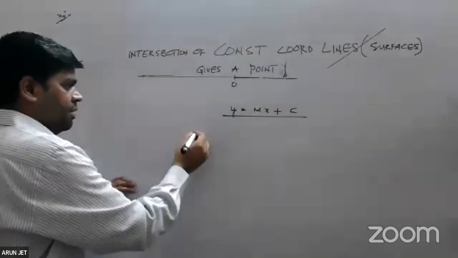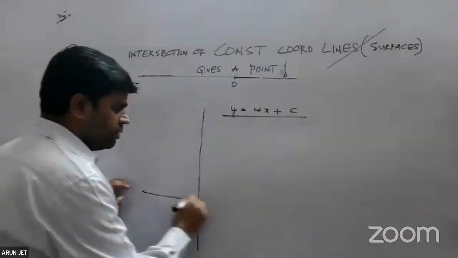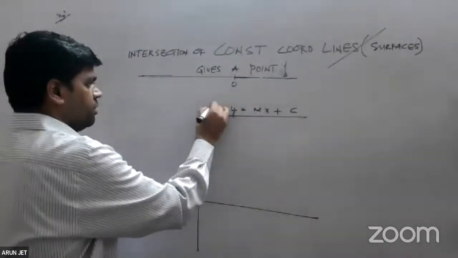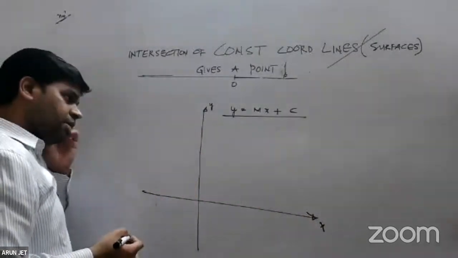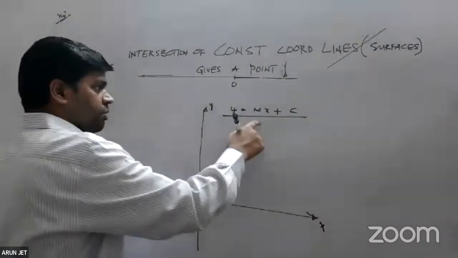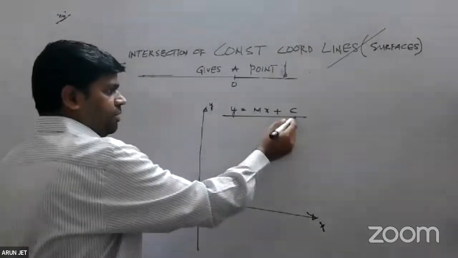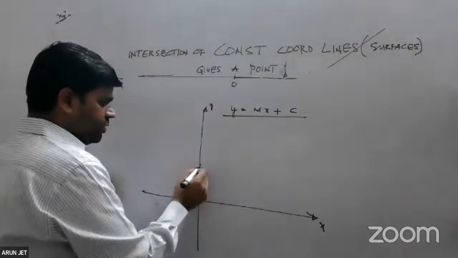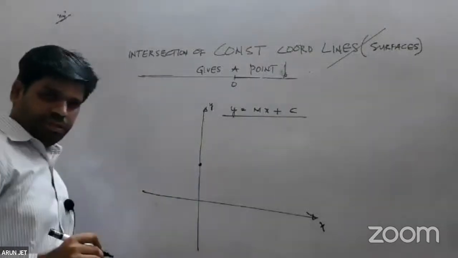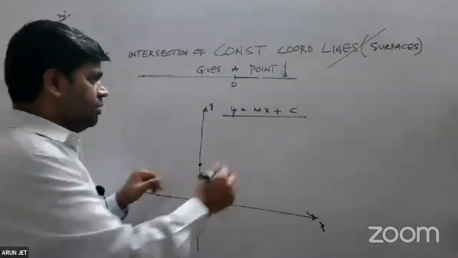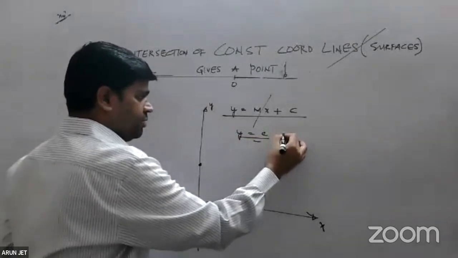So what do we do in Cartesian coordinates, in rectangular coordinates? This is x-axis, y-axis. This is 90 degrees. What I do at x is equal to 0, I get a point at x is equal to 0. This line passes through this point. That's for sure. Right? That's the y-intercept. When x is equal to 0, this becomes 0. So y is equal to c at that point, at x is equal to 0.